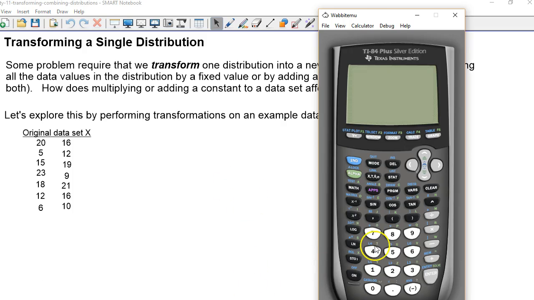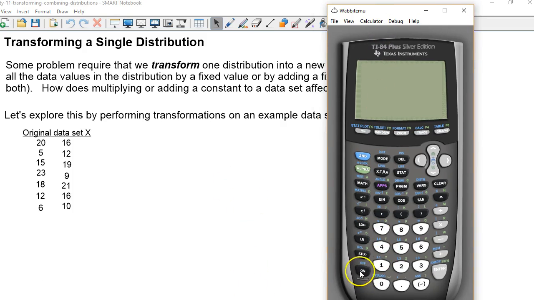I made this data set small enough to enter by hand, but still big enough to show some results. If you want to turn on a calculator and clear out your lists, press second mem for enter, then go to Stat, Edit, and type in L1 for list 1. You can type this data set in. I'm going to go ahead and do this here, 20, and then so on. I'm going to put all these data in.